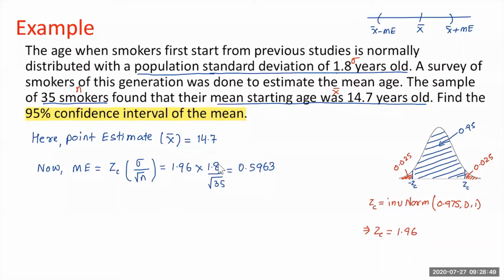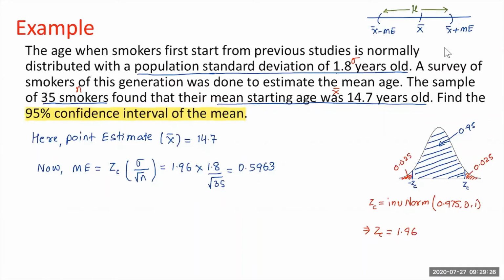Yes, the actual value after this simplification should be 0.5963. So that is the margin of error. What we are looking at is we want to find the confidence interval. In order to find the confidence interval, we need two values. The first one is mean minus the margin of error, and the second is mean plus margin of error, so that we can say the true mean lies between these two values. That's why we need the mean minus margin of error and mean plus margin of error.